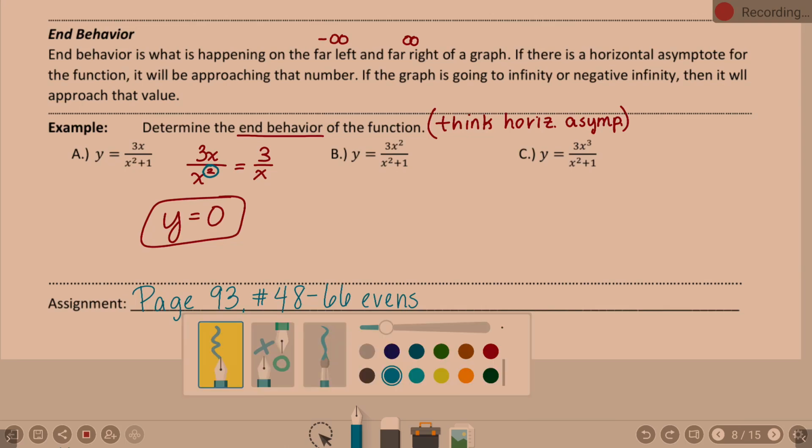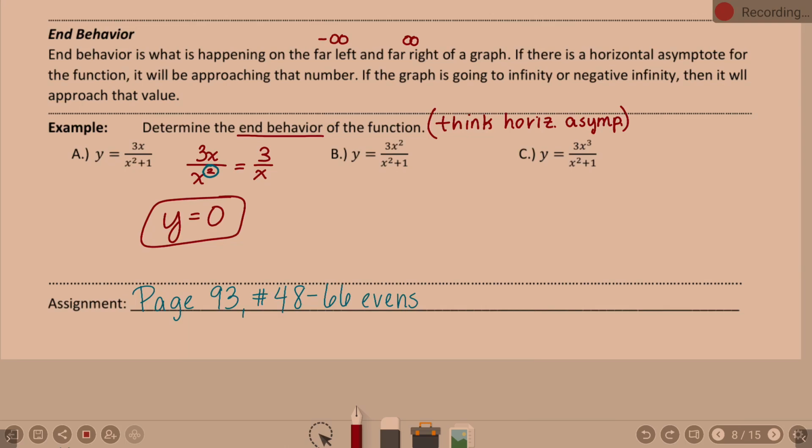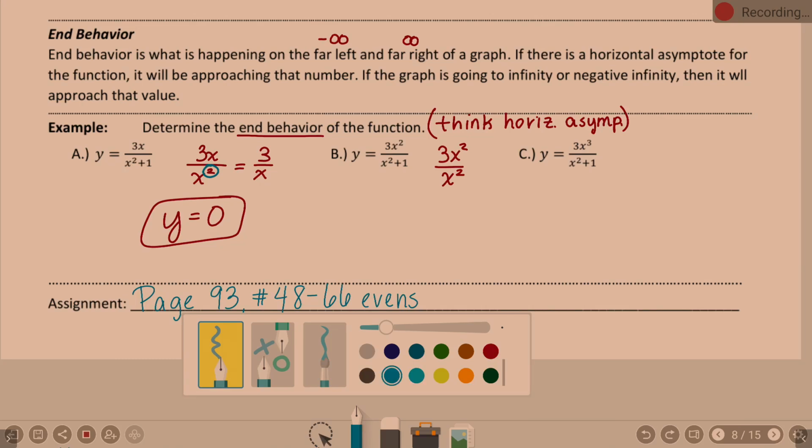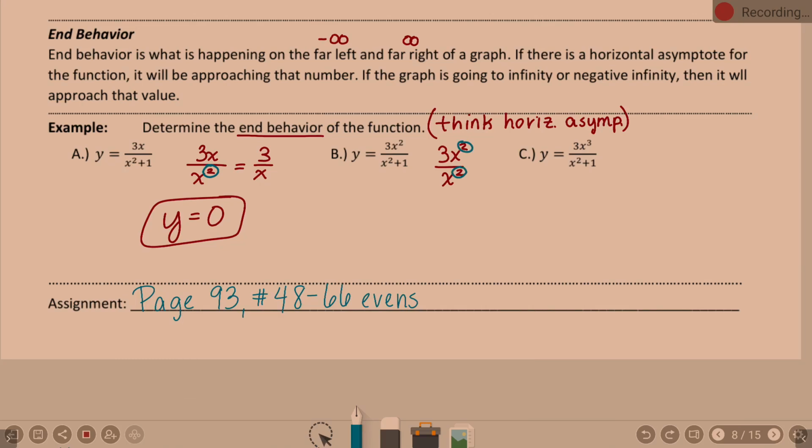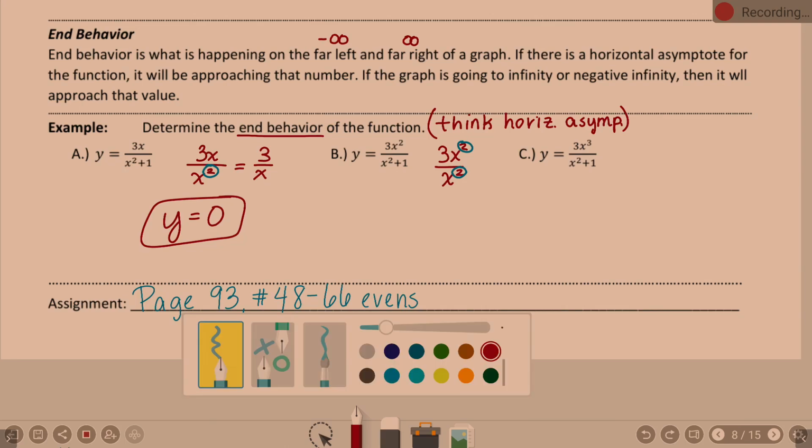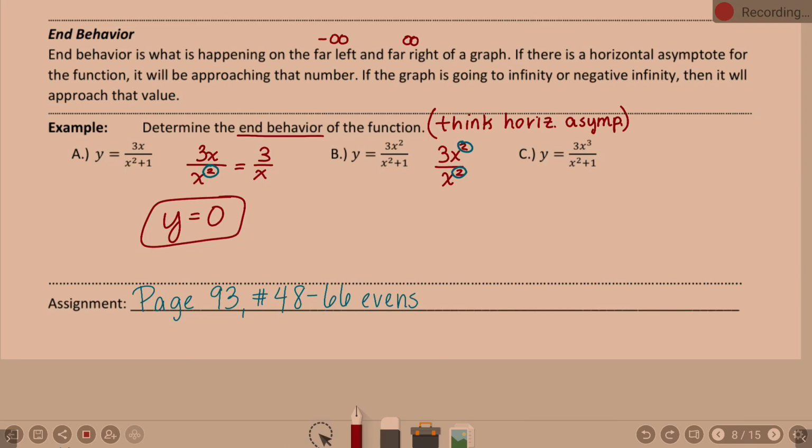What are you thinking on B? The powers are the same, so you take the number out in front. We've got a 3x squared and an x squared. So the powers, as stated, are the same. And you can think of it, if you will, that the x squareds will cancel, yes? So if the x squareds cancel, we have 3 over 1, which is just 3.